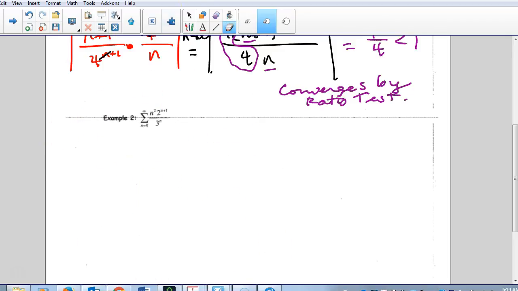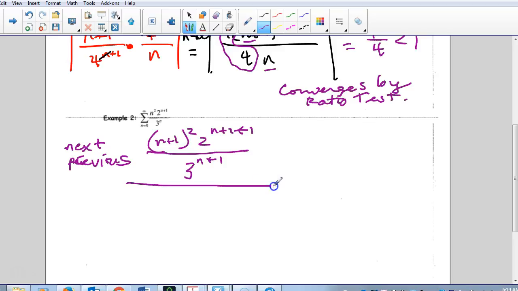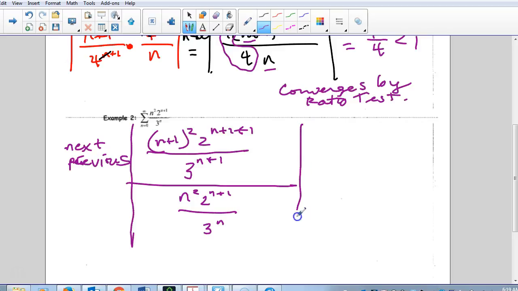Like fix it. The pen's too fat. Let's try this one more time. So I'm going to do the next over the previous. Okay, so I've got n plus 1 squared, 2 to the n plus 1 over 3, and this is where I omitted this, 3 to the n plus 1. Okay, all of that is over the originals, n squared, 2 to the n plus 1, over 3 to the n. Bam. Now that looks ridiculous, right?